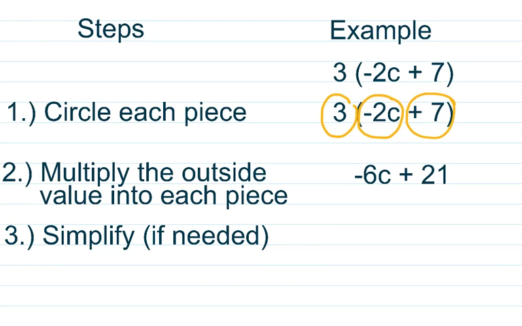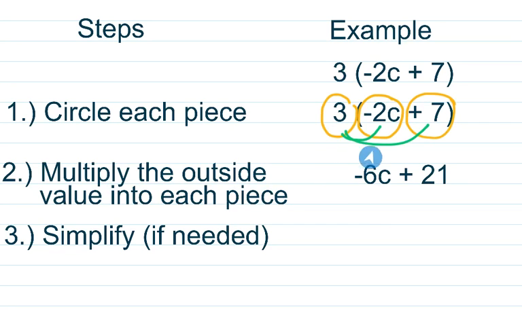Now, you need to multiply, it says. Multiply the outside value, in this case the 3, into each one of these pieces. So 3 is going to be multiplied into the negative 2c. 3 is also going to be multiplied into the positive 7. So 3 times negative 2 is negative 6. The c comes along for the ride.